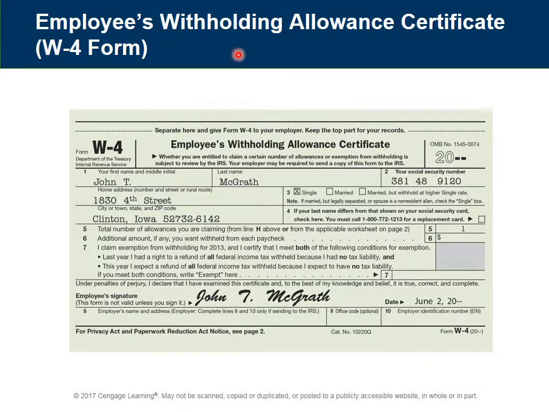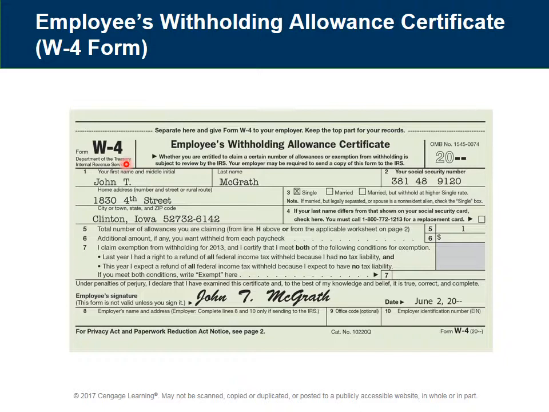So this is what an employee's form, you could call it a certificate, that provides the information an employer needs for withholding. It's called a W-4. It's similar to a W-2. A lot of people get them mixed up.